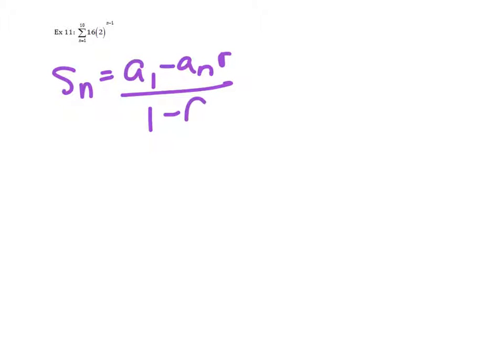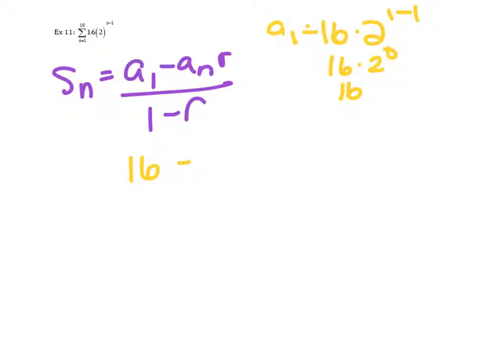Okay, next one, this one is from 1 to 10. So we're going to have to use the finite equations. I'll do one of each equation. On this one, let's use the second equation: S sub n equals a sub 1 minus a sub n r over 1 minus r. I don't care which one you use, as long as you use one of the two. My first term, I get by plugging in 1. So 16 times 2 to the 1 minus 1, so 16 times 2 to the 0 is 16.